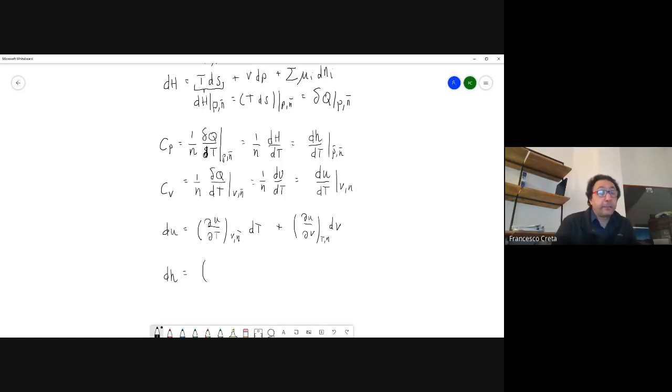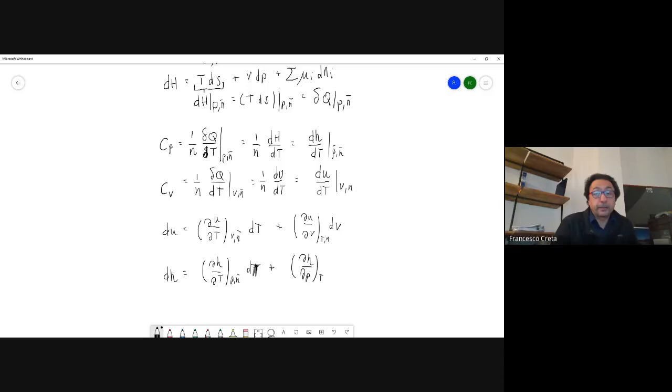Same thing, for example, for enthalpy, you can have Cp, which is dH/dT at constant pressure and moles, plus another contribution, which is dH/dP at constant temperature. No, sorry, this is temperature. Yeah, okay. This is temperature.